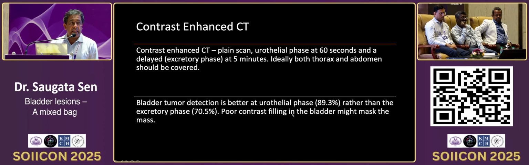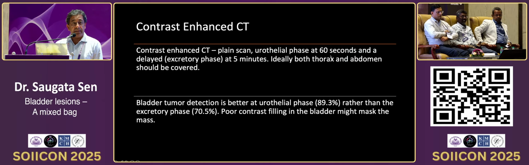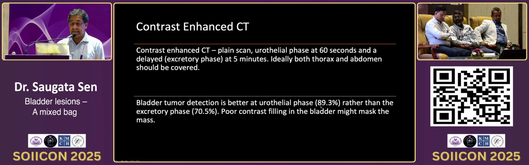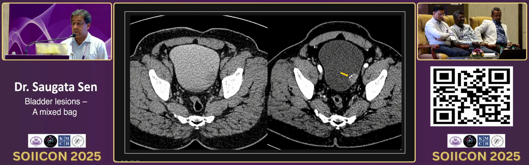Now, how do you do these scans? When you do a CT scan, how do you do? You usually take a 60-second scan, and then you take a 5-minute scan, which is the delayed scan. The bladder tumor detection rate is better in the urothelial phases, which is the 60-second scan, that is almost 90%. And much lesser it is in the excretory phase, because the contrast obscures the tumor. So over here, the contrast has obscured the tumor, which is the delayed phase. Here's the around 60-second scan, where you can see the enhancing lesion in the bladder.